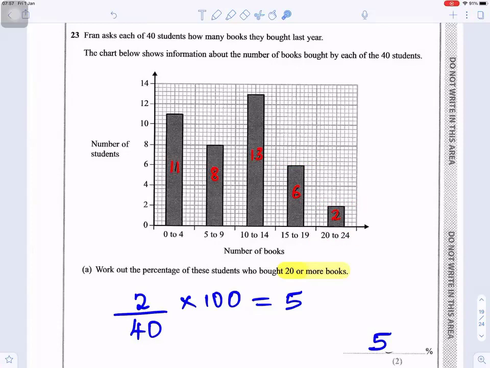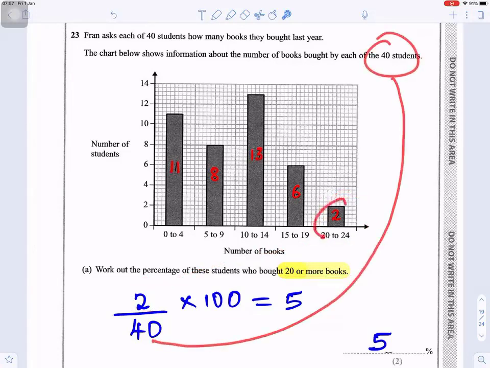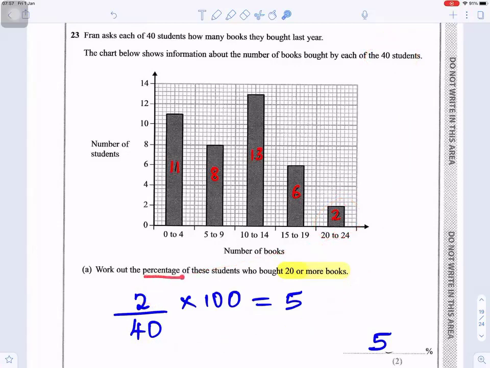So the percentage who bought 20 or more books, 20 or more books falls in that group there. So it's 2 divided by the 40 students in total. And we want to work as a percentage, we times by 100 to change to a percentage. So 2 times 100 is 200, divided by 40 is 5. That gives us 5%.